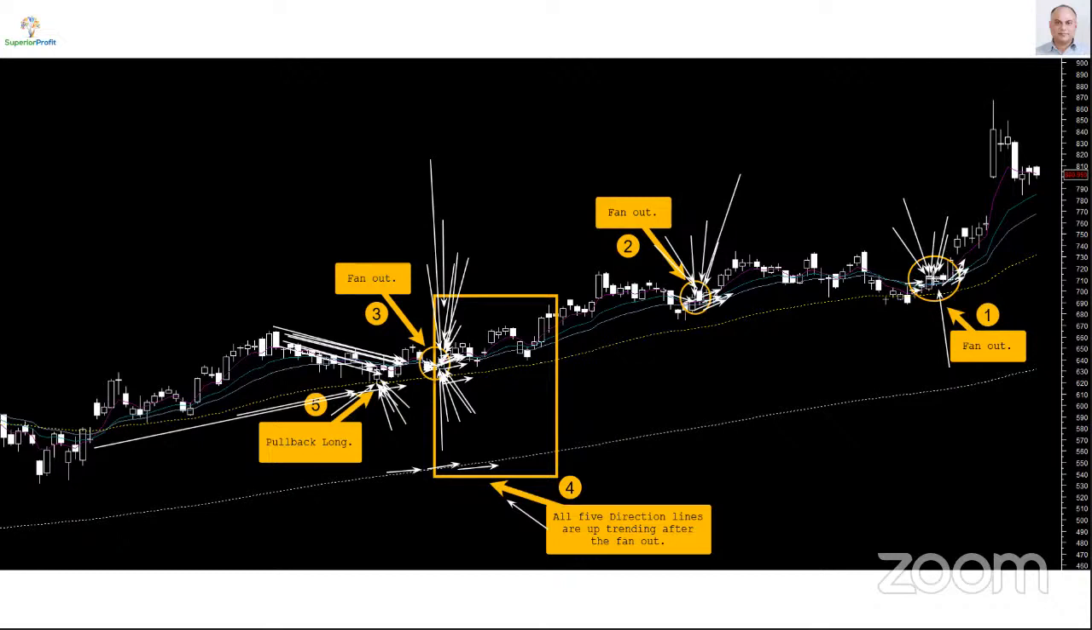then again another probably add-on position taken in the third point, which was also in the proximity of a pullback. I don't know if there was a proper pullback setup, but it pulled back to the yellow line and then went up, gave a go with flow setup somewhere here. So they would have added additional positions, they call add-on positions, at the successive go with flow points, and take the major position at the initial go with flow, fan out, and all direction lines coming together point.